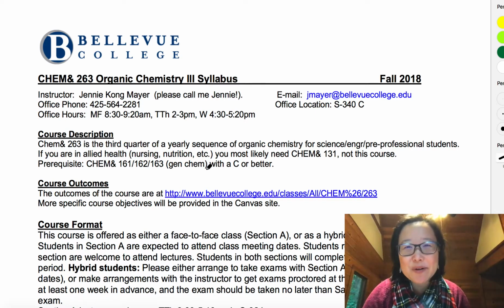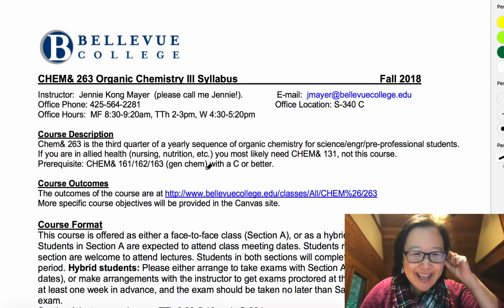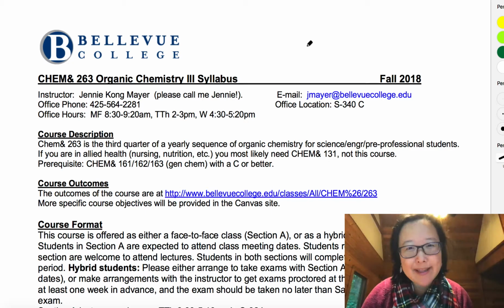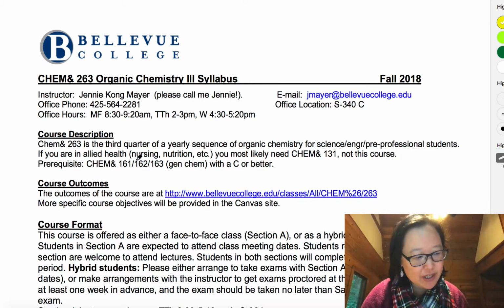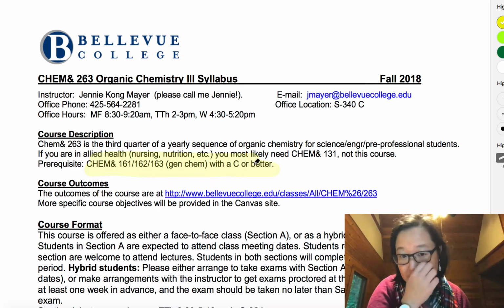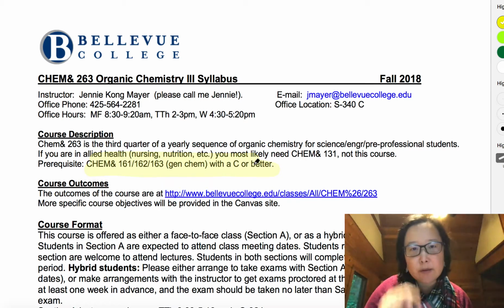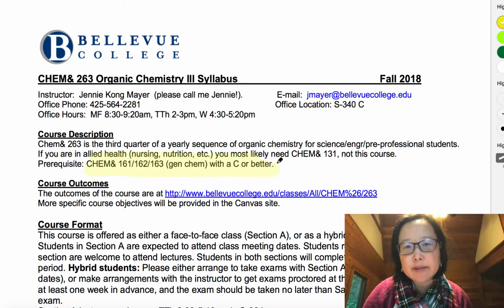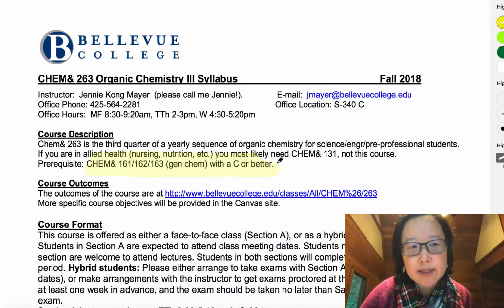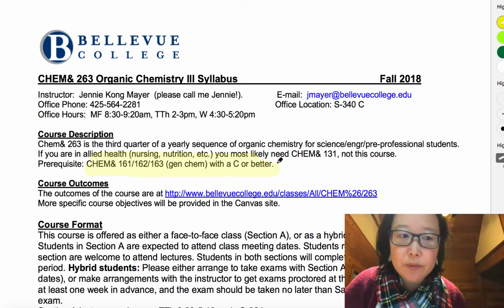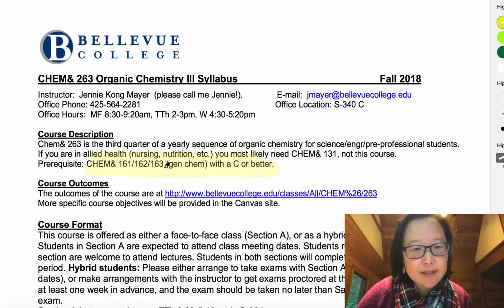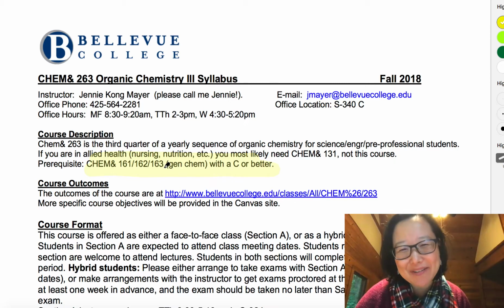This is the last quarter of organic chemistry for science and engineering majors. We are expecting that you have had a full year of Gen Chem, Chem 162, 1, 2, and 3, because we, of course, are going to build on the concepts there, as well as Chem 262. I forgot to put that in here, but yeah, Chem 262 is the prereq, and then Chem 261, of course.